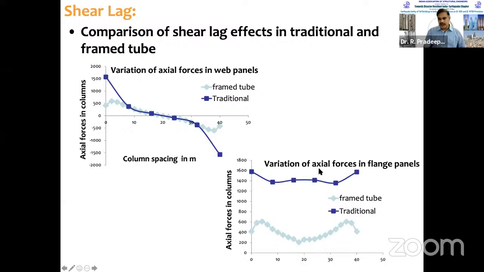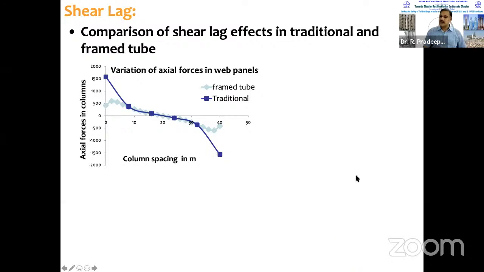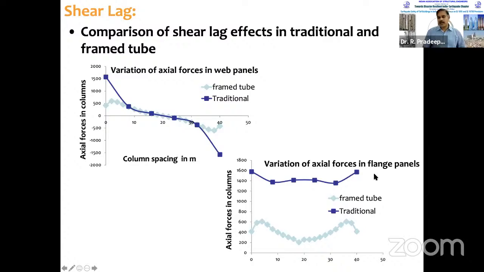Here also you can see variation in axial force in flange panels. So these are web panels, these are flange panels. In the traditional structure, that is the framed structure, this is the variation, and in the framed tube, this is the variation. So framed tube is used with closely spaced columns to reduce the shear lag effect.